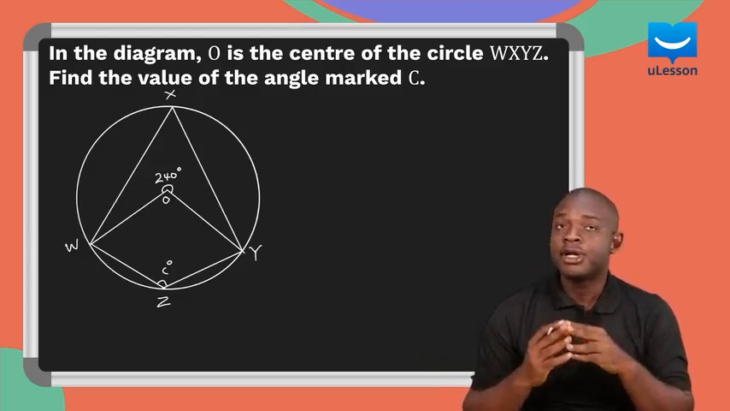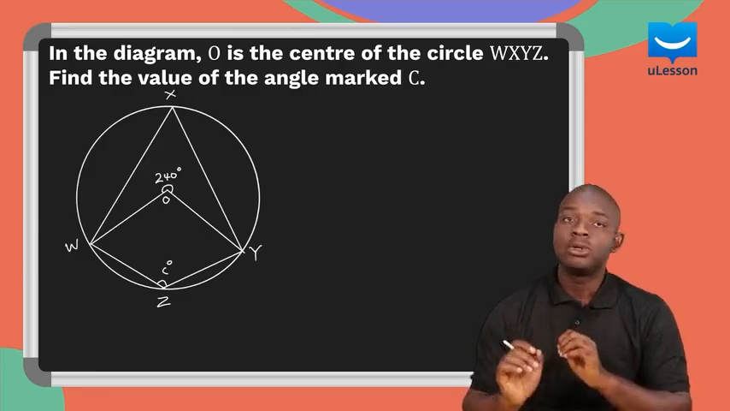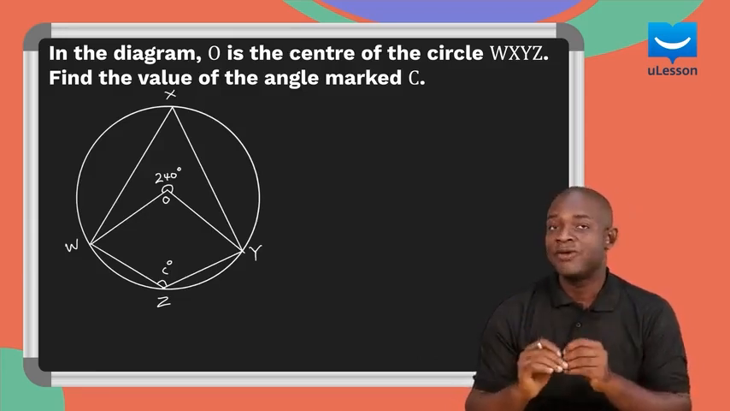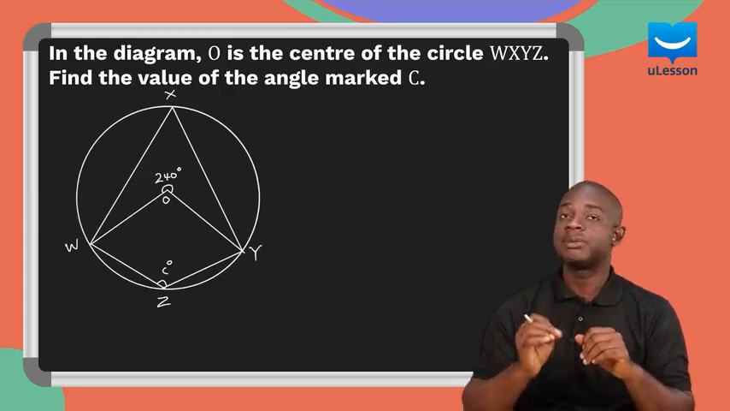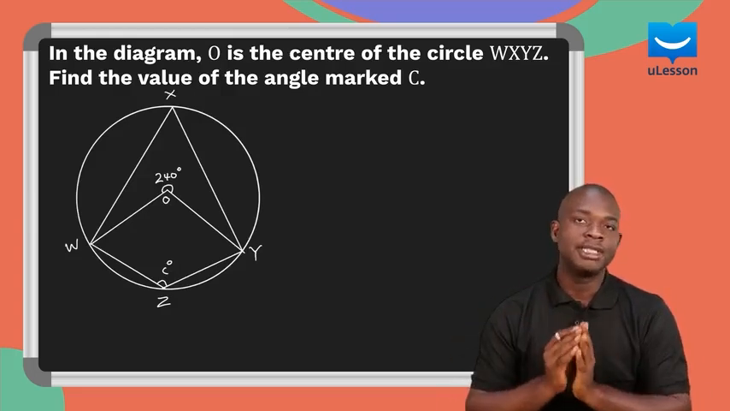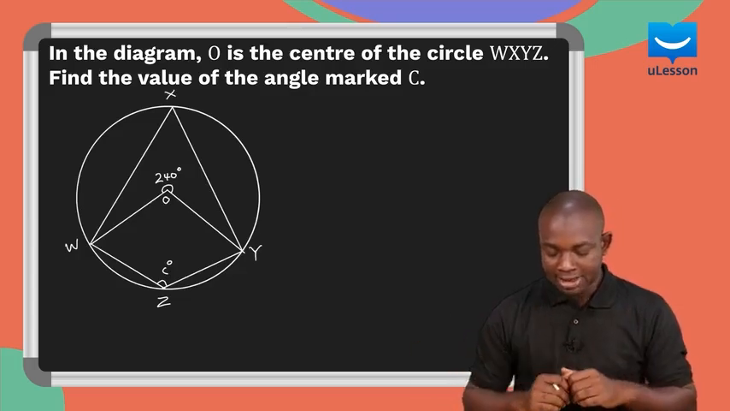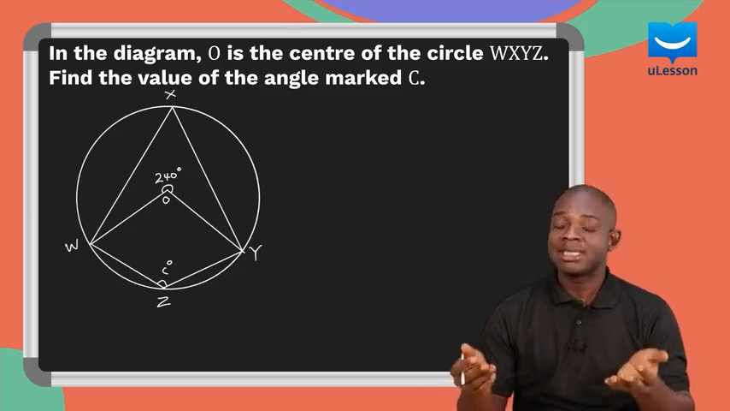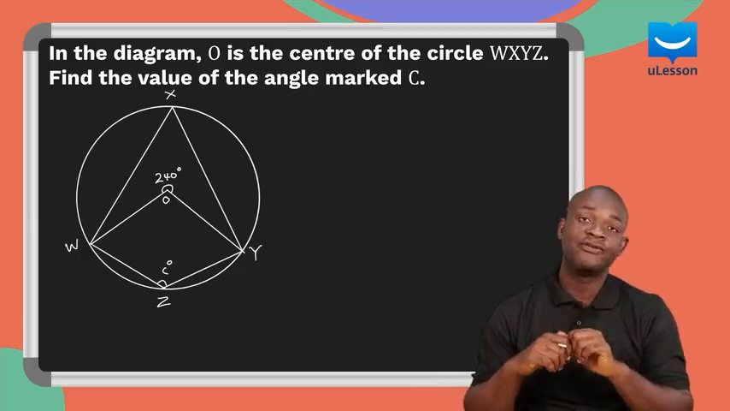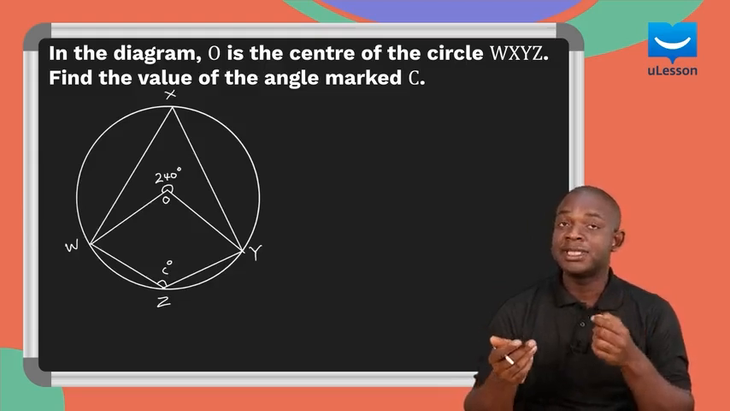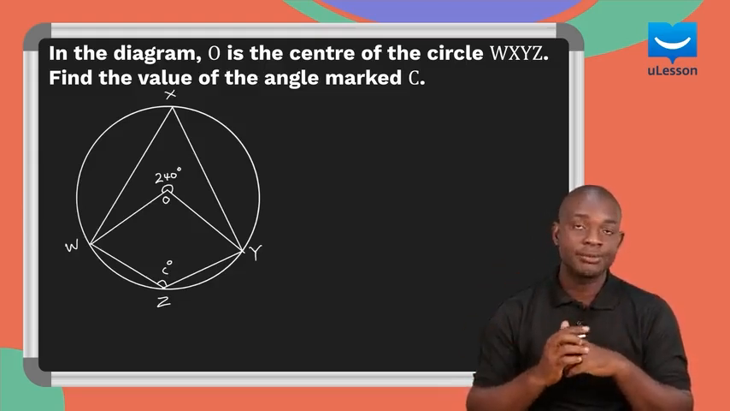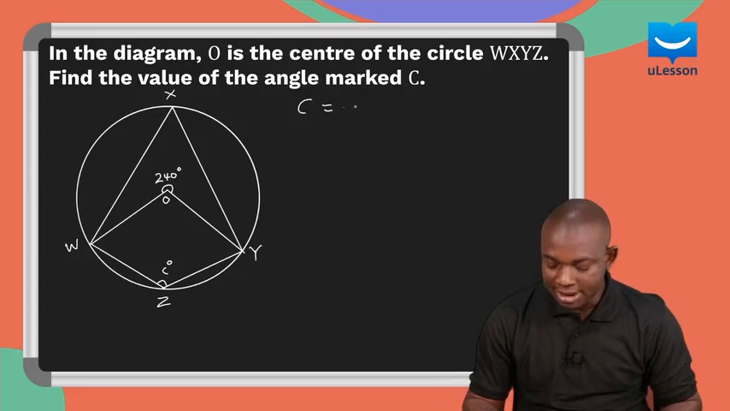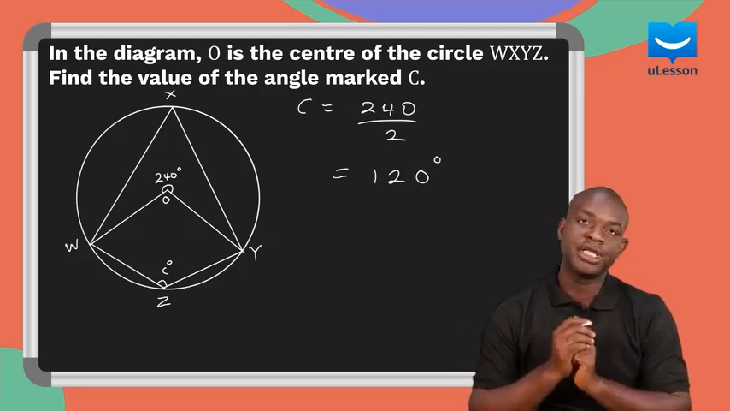If you recall the theorem that states that the angle subtended at the center of a circle is twice the angle subtended at any other point on the circumference. So, we can see that C is an angle subtended at the circumference, while at the center of that circle, we have 240. This means that 240 degrees is twice angle C. So to get the value of C, we are simply going to divide 240 by 2, and this gives us 120 degrees as the value of C.